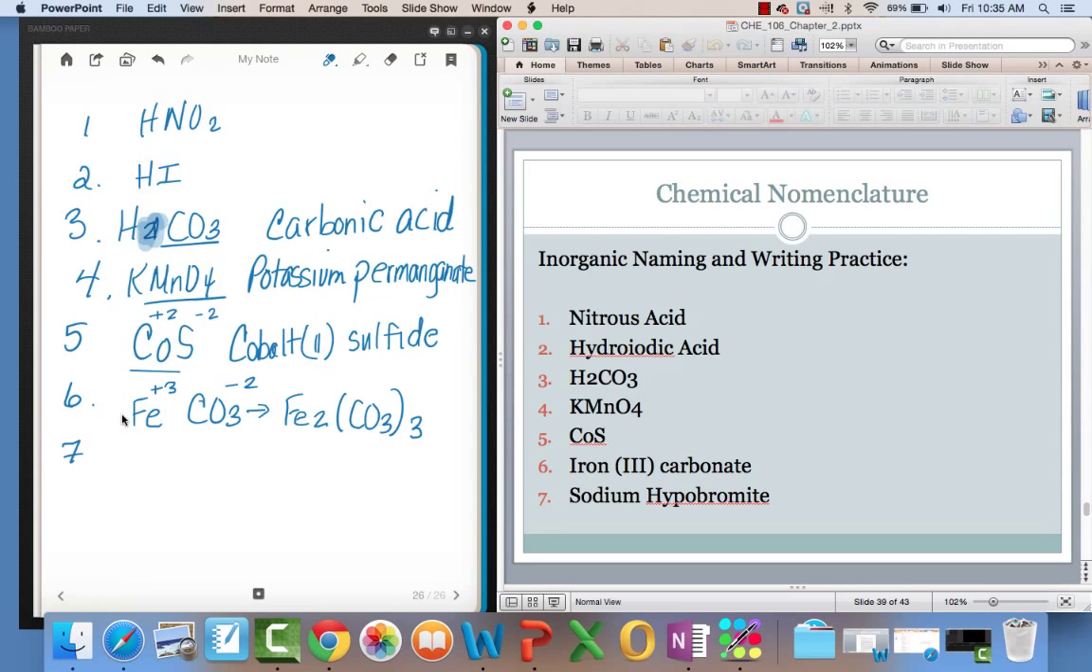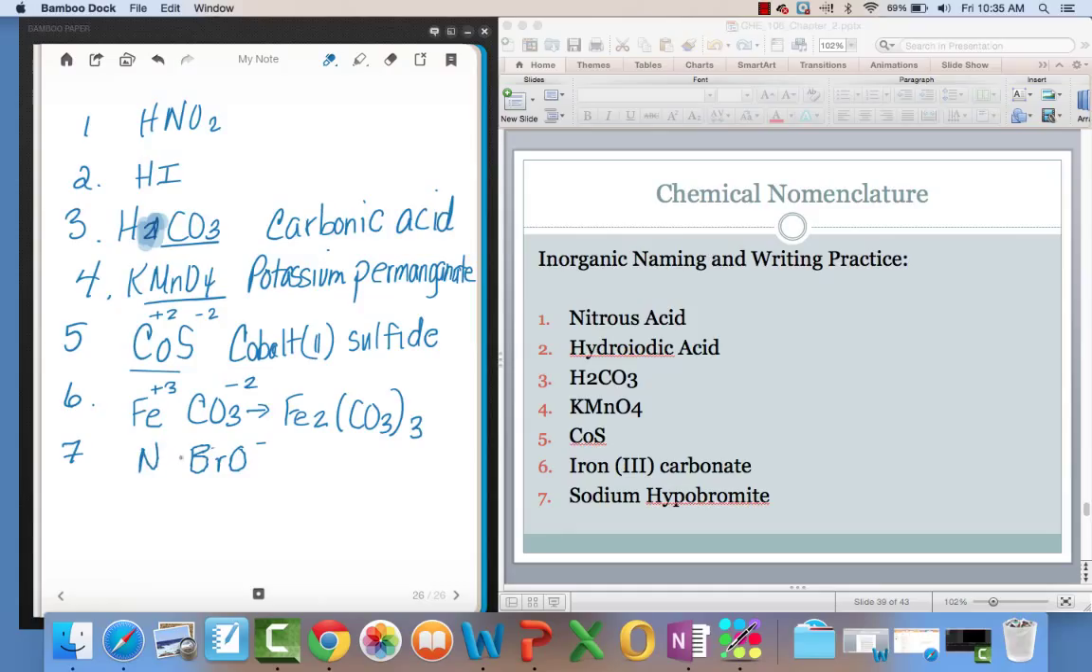So just as we learned that hypochlorite, HClO, had only one O, hypobromite has the same thing. So we're talking about BrO minus. So there's only one O in a hypo. And Na is plus. So this is just a 1-to-1 ratio, so it's simply NaBrO, sodium hypobromite.